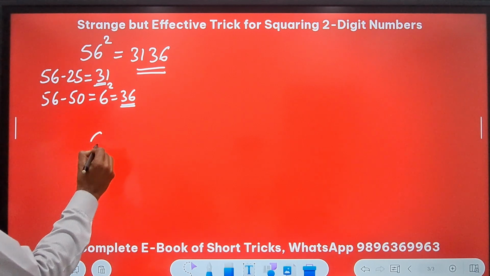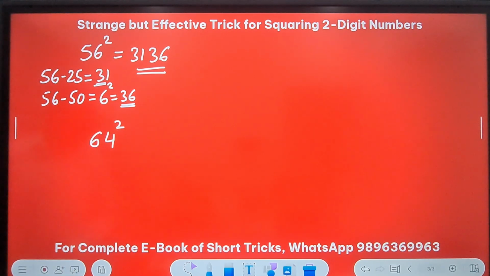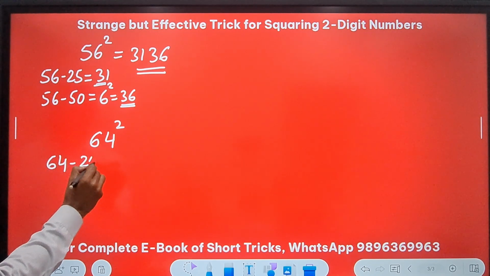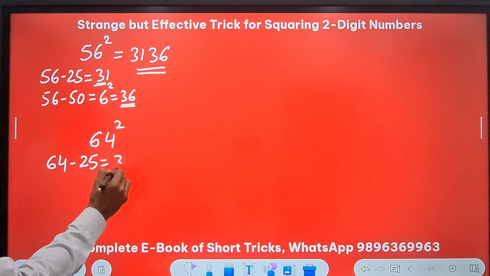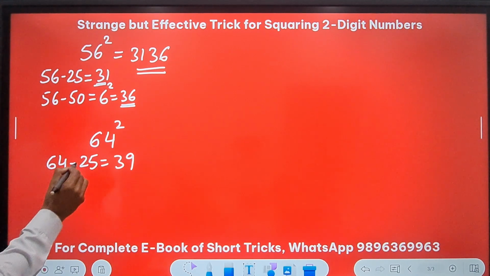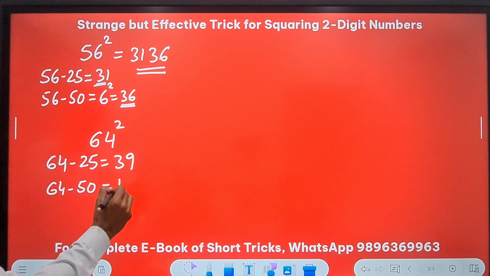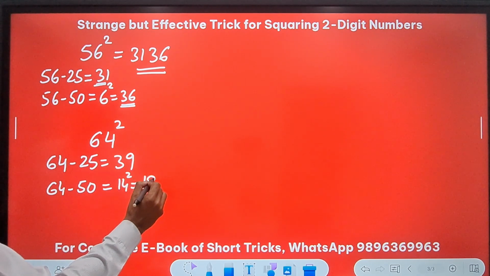Let's have some more examples. Suppose you have to take 64 square. So 64 minus 25 happens to be 39, right? And if you subtract 50 from 64, you will get 14, and 14 square is 196.